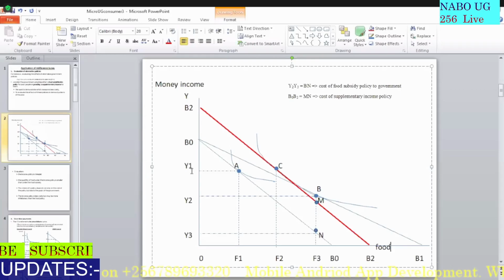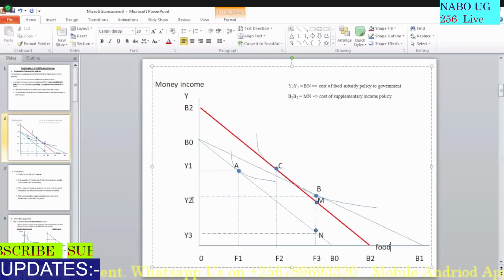Remember, this is the income axis. So he spends BOY of his income. Remember, originally the income is OBO from down here, but now what he spends, we count from the top. Initially he was spending BOY1 to buy F1. Now he's spending BOY2 to buy F3 units of food.